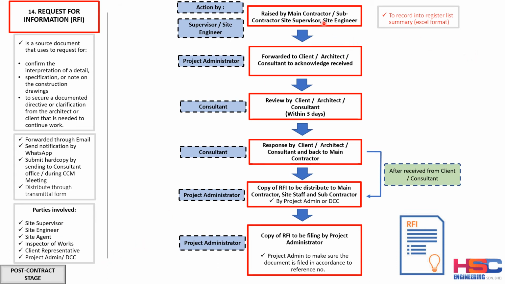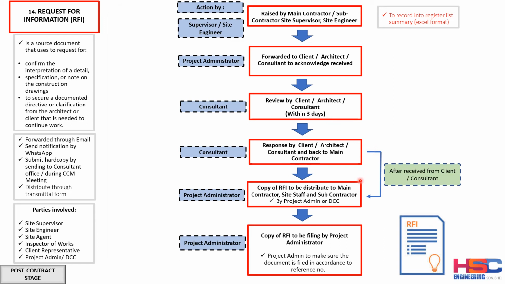First, in the flowchart here, the main contractor raises the RFI. This is done by the site supervisor or the site engineer. The project admin will forward it to the architect or the client to acknowledge receipt. Normally we give 3 days maximum for the client, architect or consultant to review and then respond. The consultant will respond and pass it back to the main contractor. But some can take up to 7 days, it depends, or even more than that.